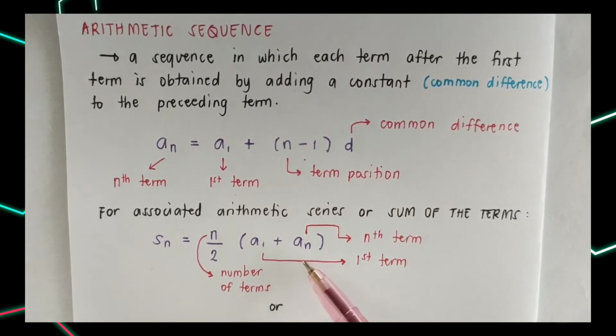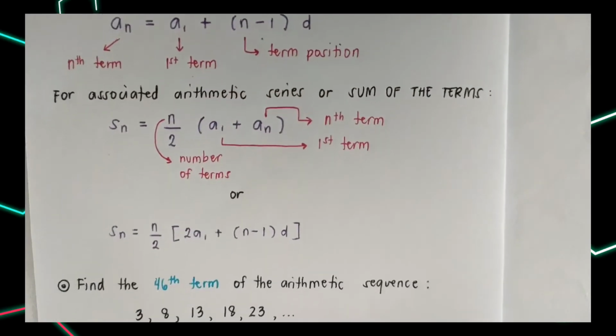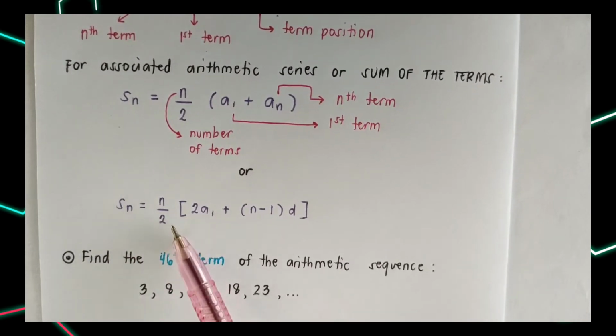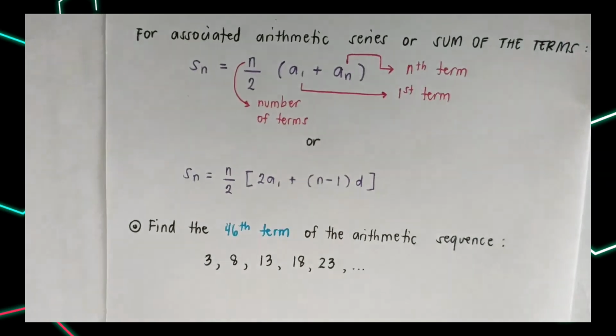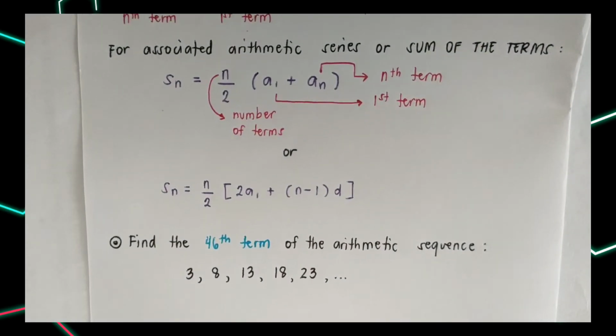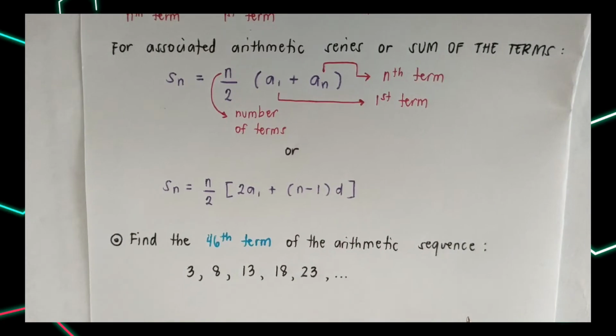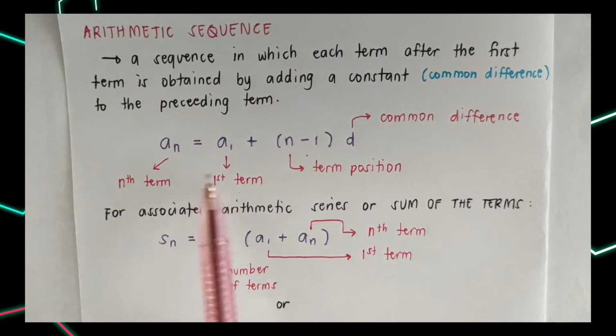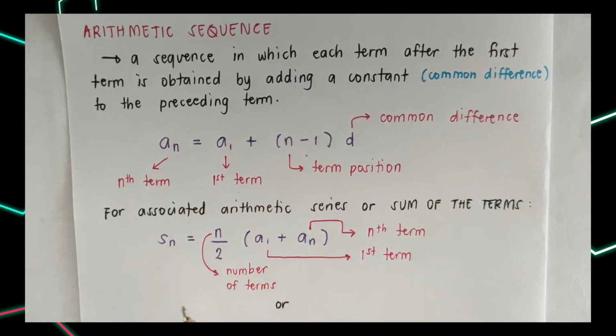If your an is not given in the problem, we can also use this formula. S sub n is equal to n all over 2 times 2a sub 1 plus the quantity of n minus 1 times d. So it depends on the given problem which of the two will be used. Okay, let us proceed with the following examples. So take note of the following formulas for the arithmetic sequence and for solving the sum of the terms.